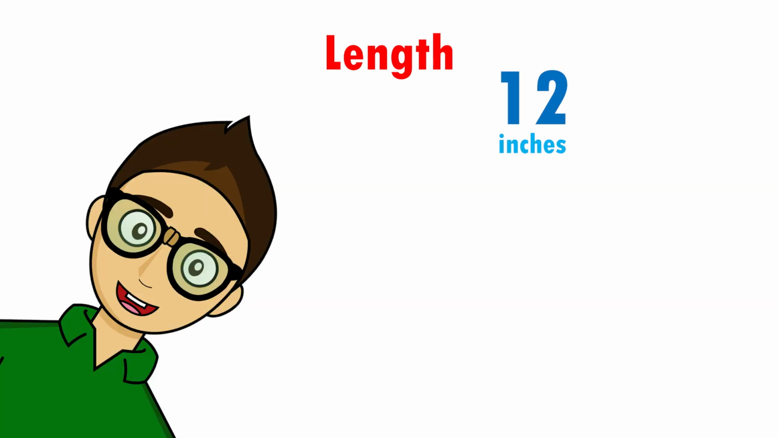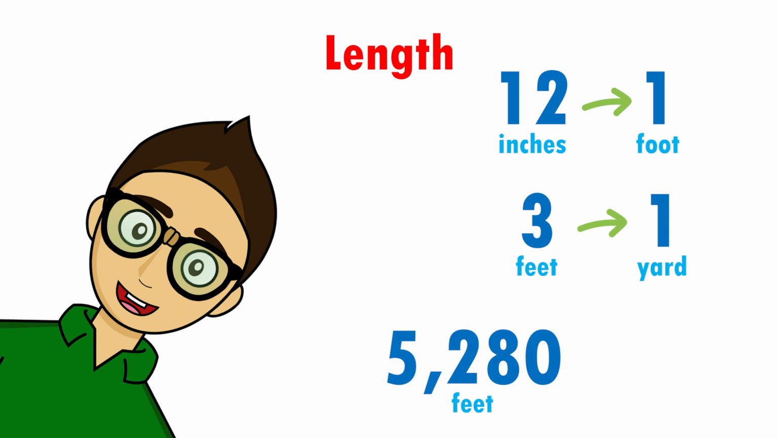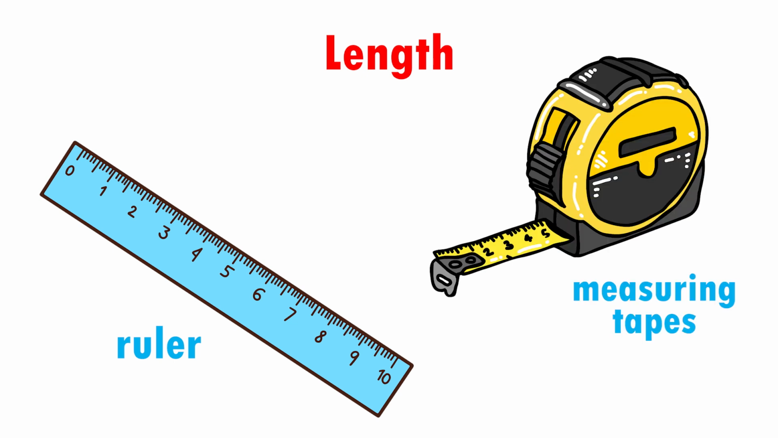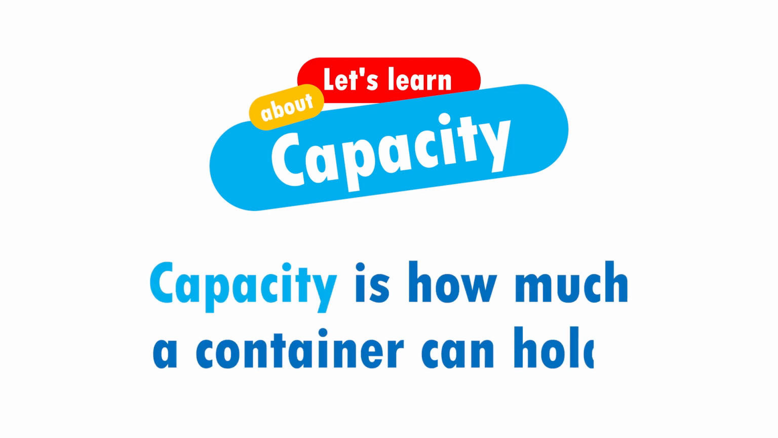There are 12 inches in a foot, 3 feet in a yard, and 5,280 feet in a mile. To measure length, we use rulers, yardsticks, or measuring tapes. Super easy, right? Capacity. Capacity is how much a container can hold.